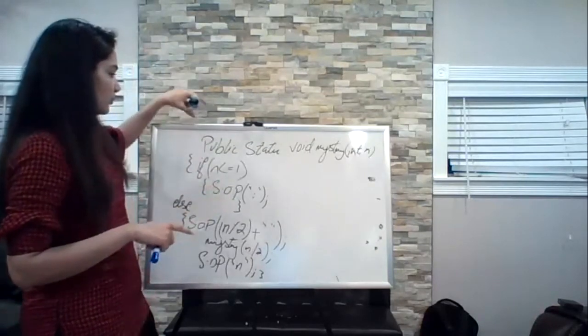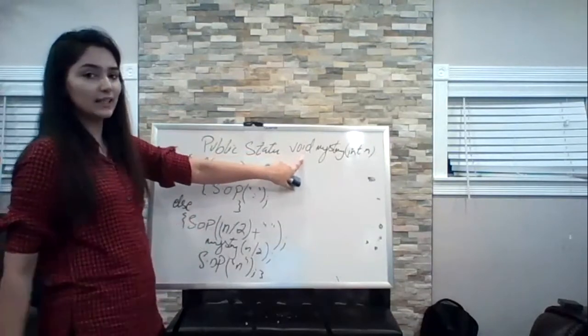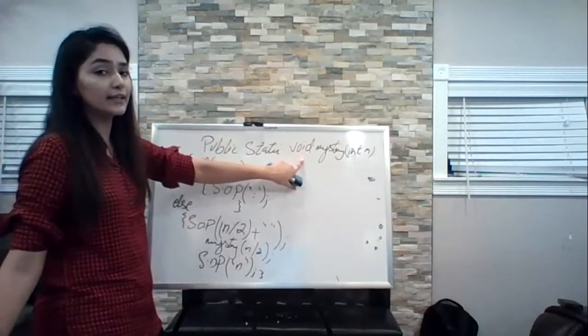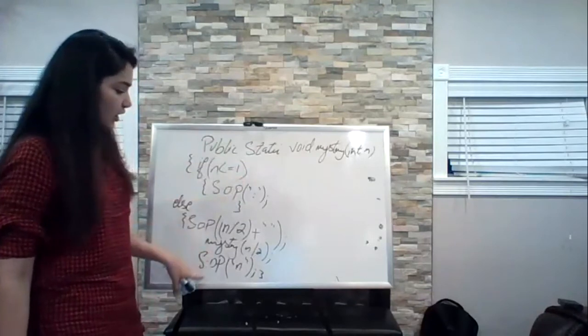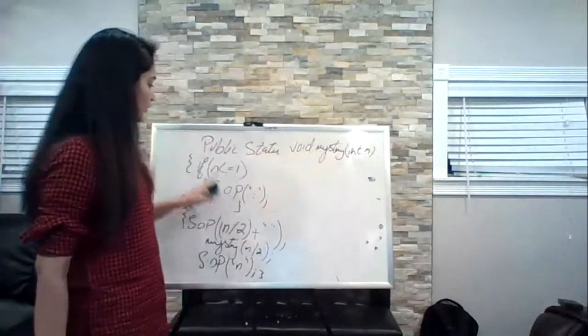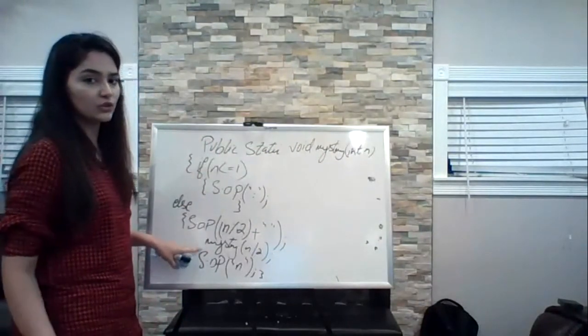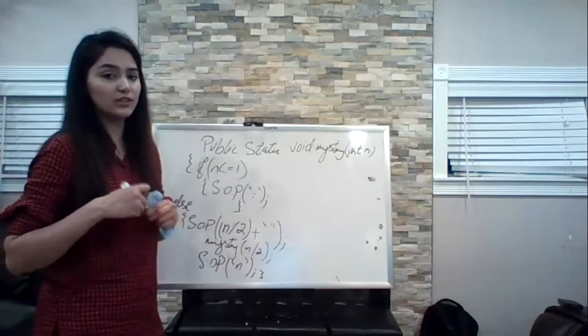Okay, so what we have is public static void mystery. In this case, again, this is void, we are not returning anything. It means there will be some system.out.print statement inside. We are again asking for one integer value, and then we have one base case and one recursive case in this situation. So let's do a dry run, let's trace our output.